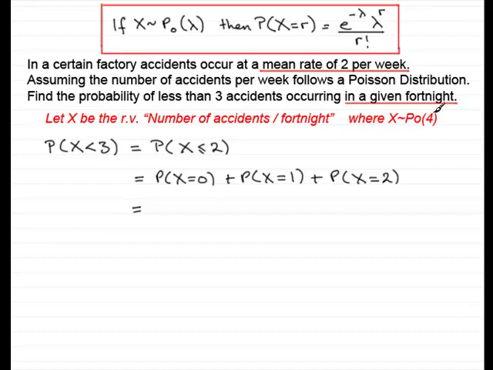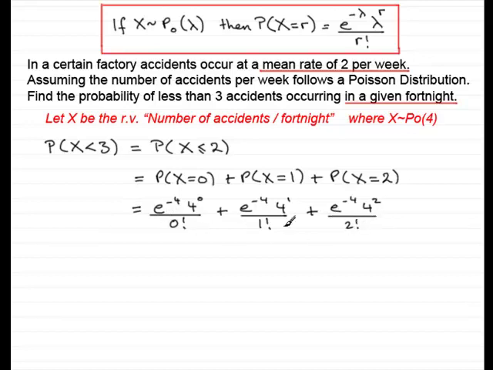Knowing that lambda is now 4, we can work out the probability that x equals 0, where r is 0 in this particular calculation. That would be e to the minus 4 multiplied by 4 to the power 0 over 0 factorial. Similarly, for the probability x equals 1, it would be e to the minus 4 times 4 to the power 1 over 1 factorial. And finally, for the probability x equals 2, it's going to be e to the minus 4 multiplied by 4 to the power 2 over 2 factorial.